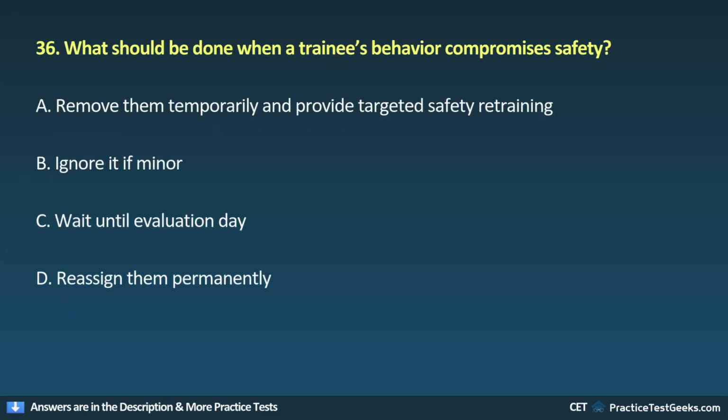36. What should be done when a trainee's behavior compromises safety? A. Remove them temporarily and provide targeted safety retraining. B. Ignore it if minor. C. Wait until evaluation day. D. Reassign them permanently.